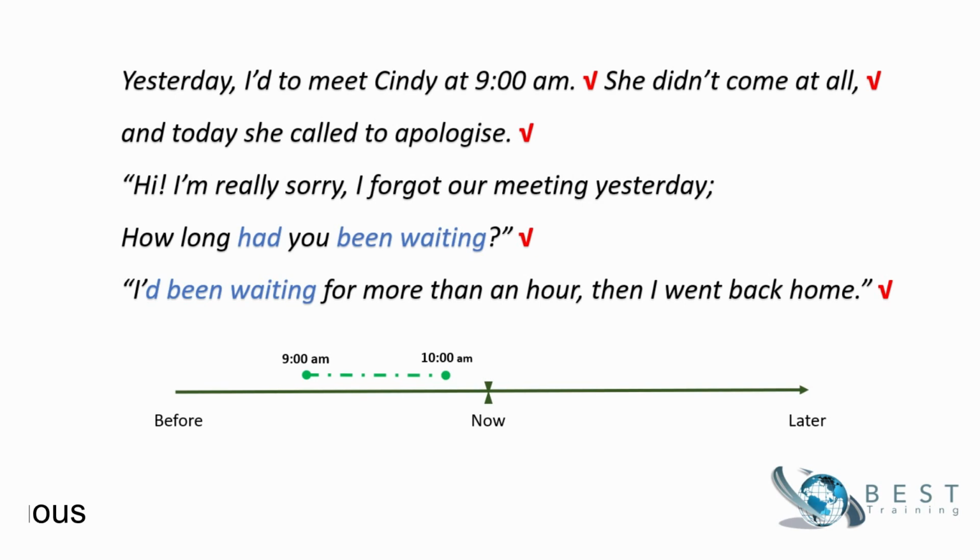Yesterday, I had to meet Cindy at 9 a.m. We had an appointment at 9 a.m., but Cindy had forgotten, and she didn't come at all. So, I waited up to 10 a.m., then I went back home. And today she called to apologize. I'm curious to know what happened to her yesterday. "Hi, I'm really sorry. I forgot our meeting yesterday. How long had you been waiting?" She apologized and was impatient to know exactly the length of time I spent waiting for her.